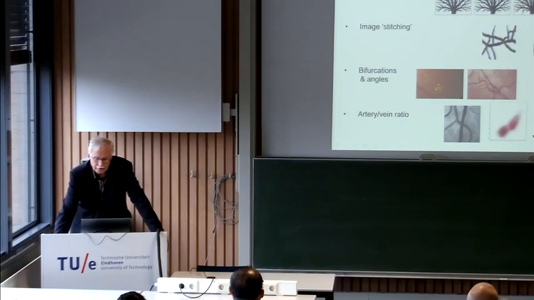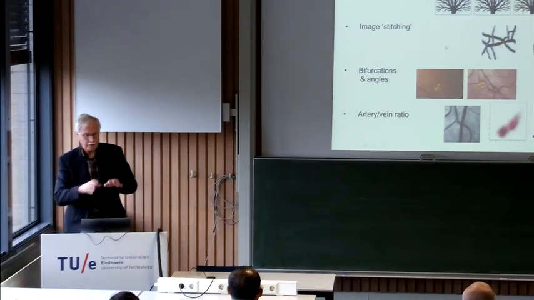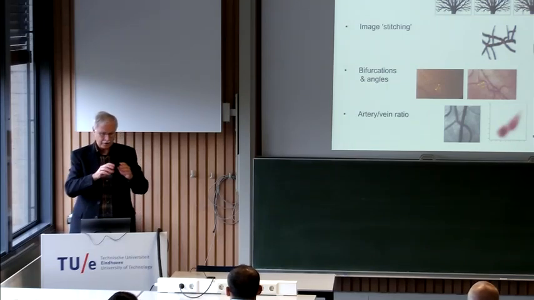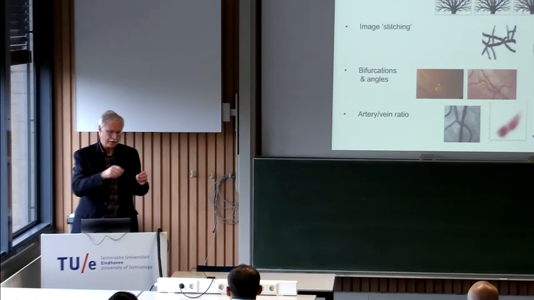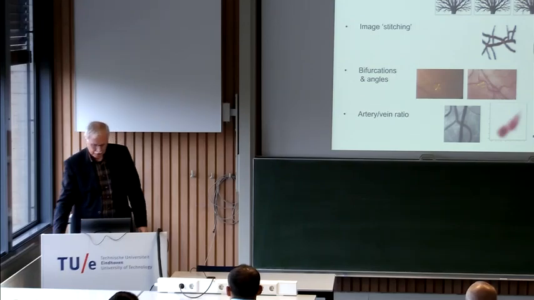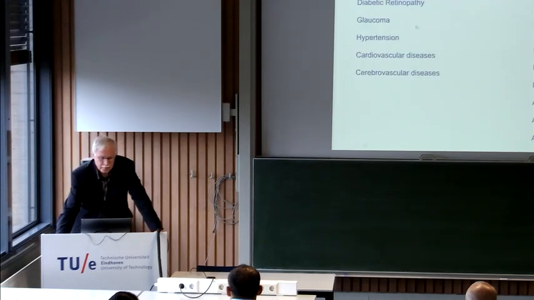You need to make more images to make a wider field of view. Well, you need landmarks. The crossings are, of course, beautiful landmarks. And you do image stitching. If these vessels get weaker, you normally go straight to the target and the angle is 90 degrees. But if things get weaker, the angles become all kinds of angles. So we also measured angles and we have the artery vein selection.